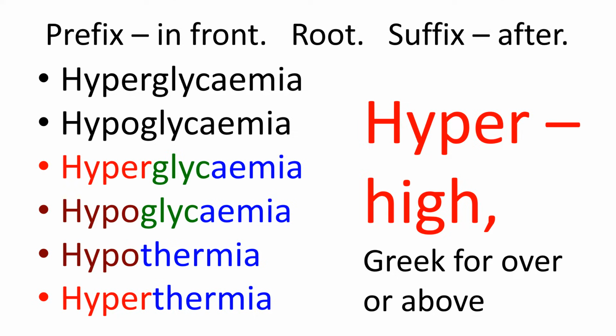Hyper means high, thermia means body temperature, so hyperthermia is an abnormally high body temperature. Now, if people are unwell, if they have bacterial or viral infections, they can develop what we call a pyrexia or a fever. They become febrile. And in that case, the body temperature will be increased, so technically that is a hyperthermia.